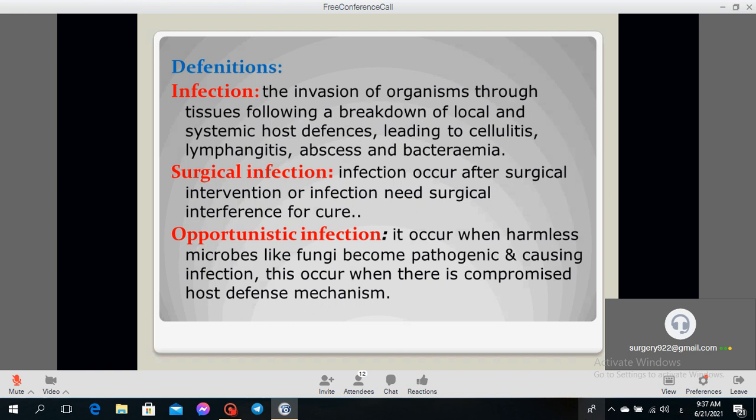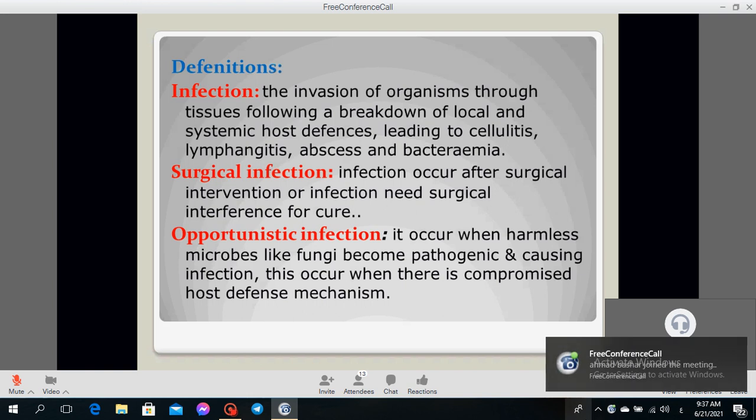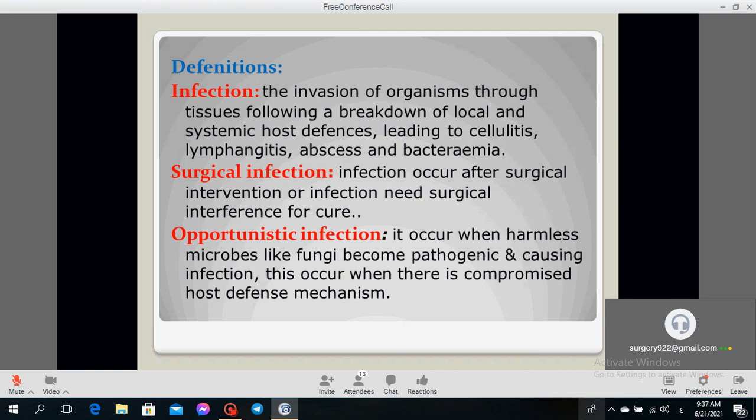Surgical infection is an infection occurring after surgical intervention. نحن نعرف بأنه الانفكشن ما شرط يكون follow surgical intervention. لكن if it follows surgical intervention نحن نسميه surgical infection because the cause is surgery. Okay?